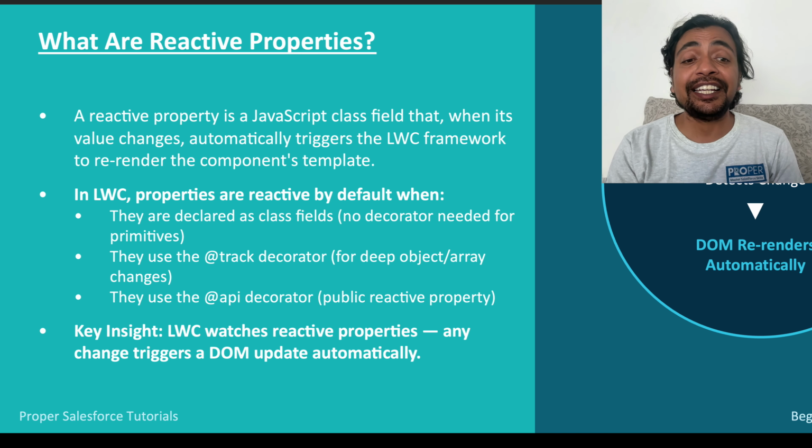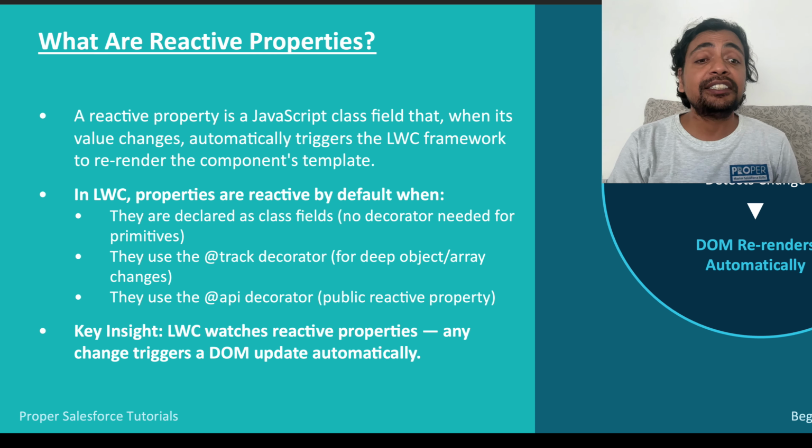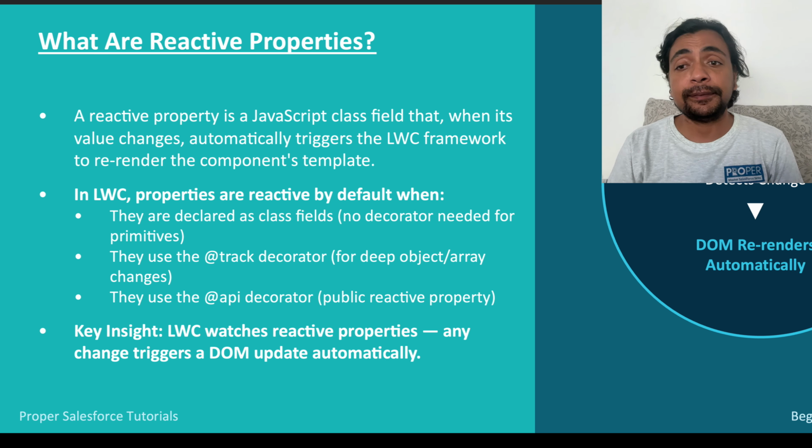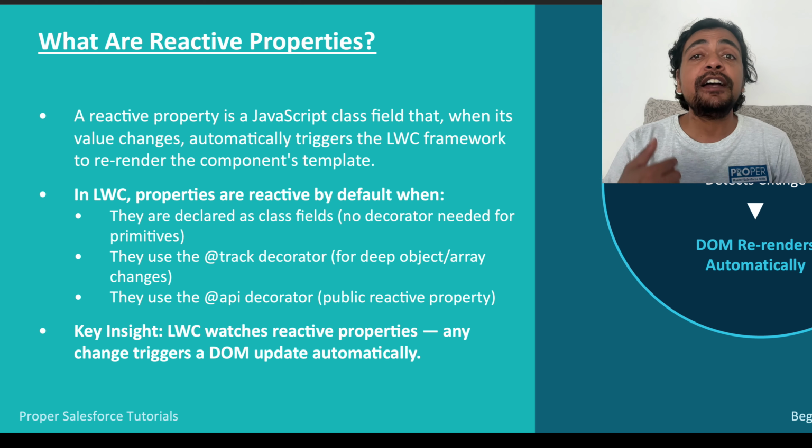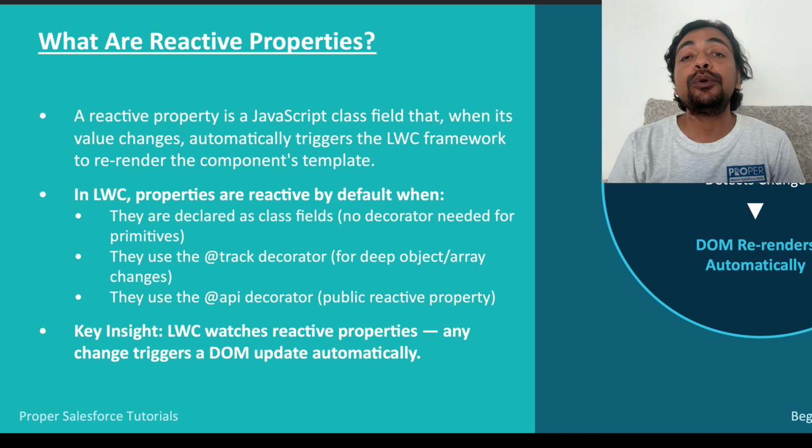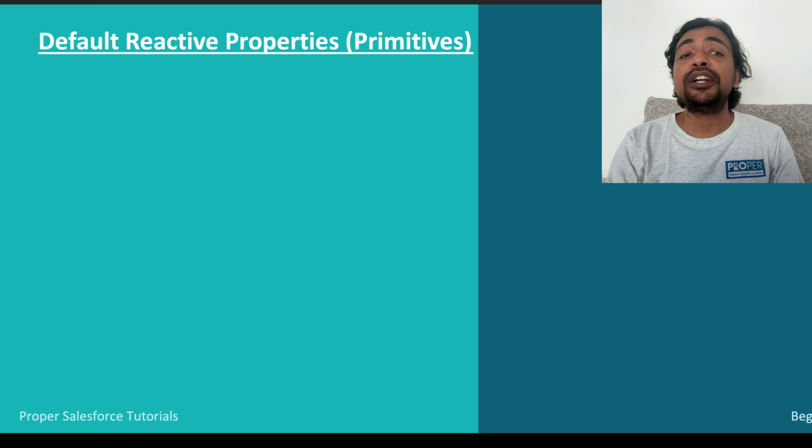Now the key insight here is that LWC watches reactive properties and any change triggers a DOM update automatically. So when the JS properties, decorated or maybe not decorated, change, it informs the LWC framework. The LWC framework detects those changes and then initiates the DOM to re-render and show the new value. Now what are default reactive properties?